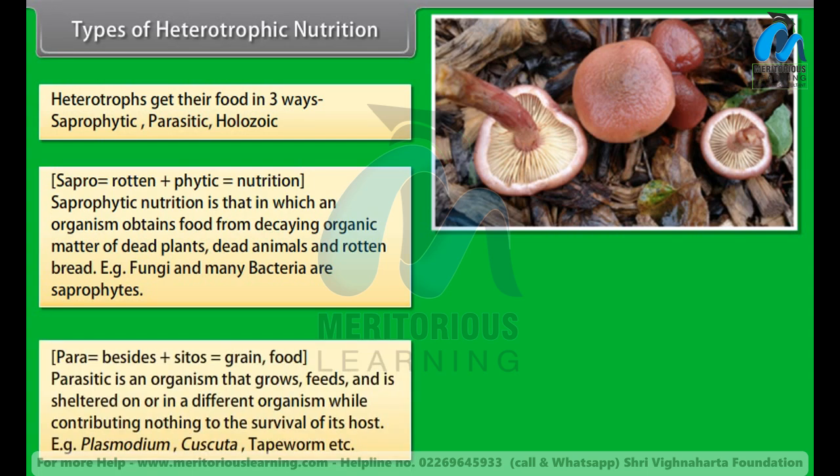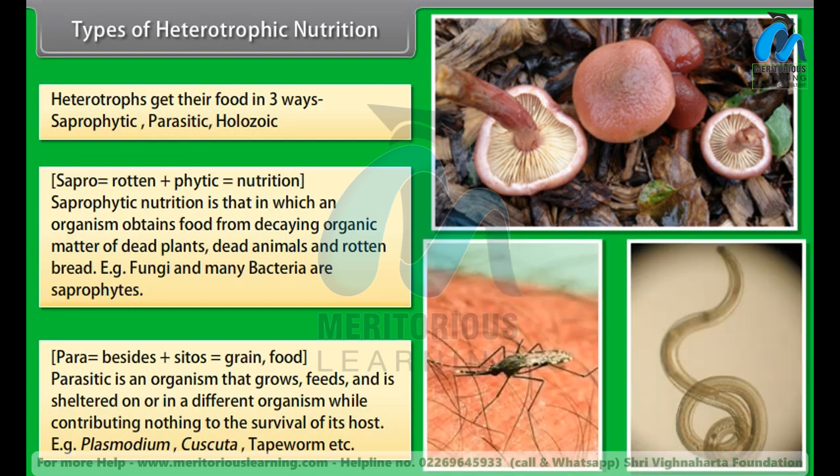Para, which means besides, and cytos, which means grain or food. Parasitic is an organism that grows, feeds, and is sheltered on or in a different organism while contributing nothing to the survival of its host. That is, Plasmodium, cuscuta, tapeworm, etc.